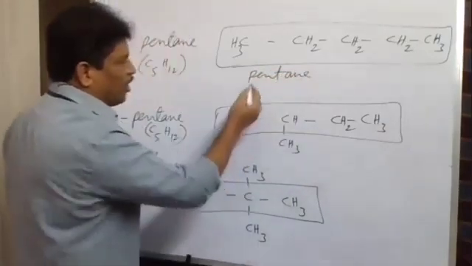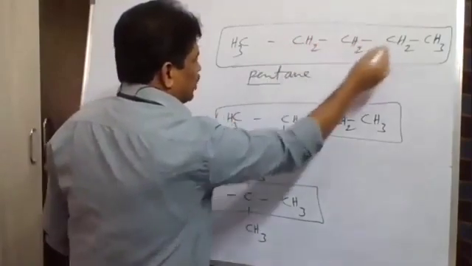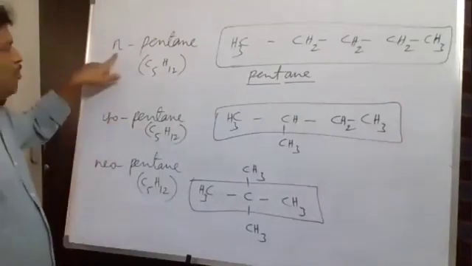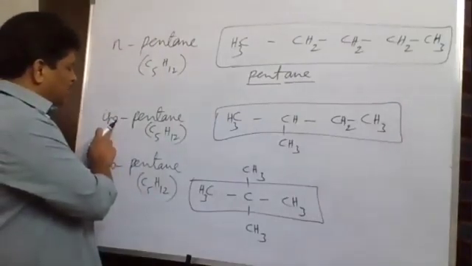Pentane is the IUPAC name. Why? There are 5 carbons in the chain, so "pent", and all single bonds between the carbon atoms, so "ane". Pentane is the IUPAC name, but the common name is n-pentane. And secondly, the common name of another structure is what?